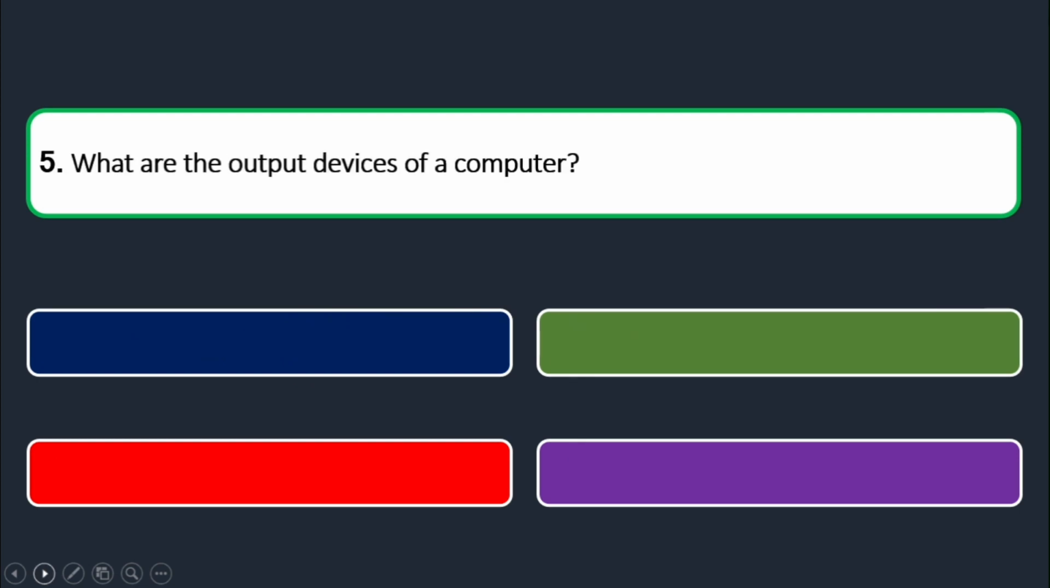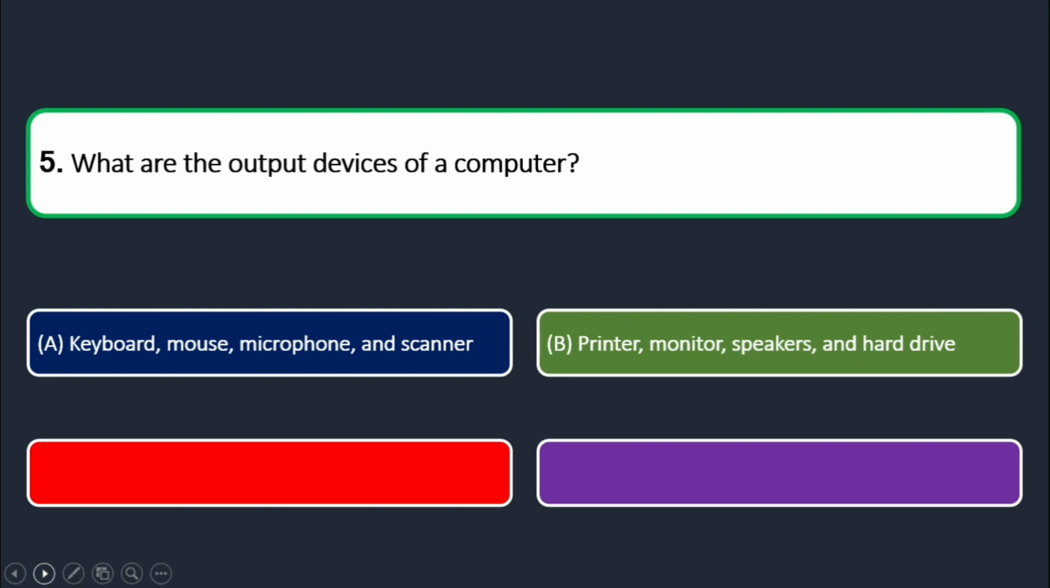Fifth question. What are the output devices of a computer? Your options are A. Keyboard, mouse, microphone, and scanner, B. Printer, monitor, speakers, and hard drive, C. All of the above, D. None of the above. The correct answer is B. Printer, monitor, speakers, and hard drive.